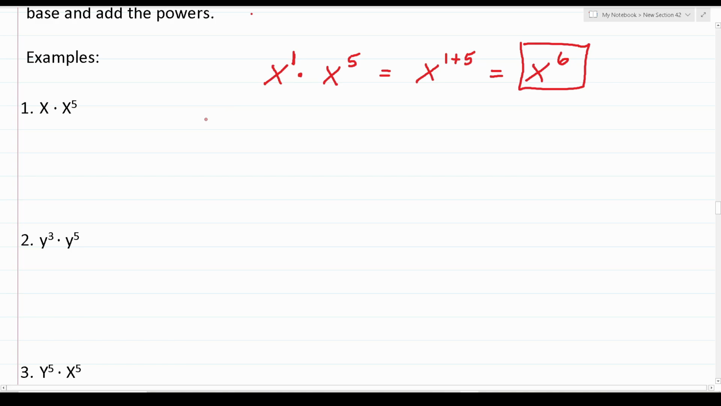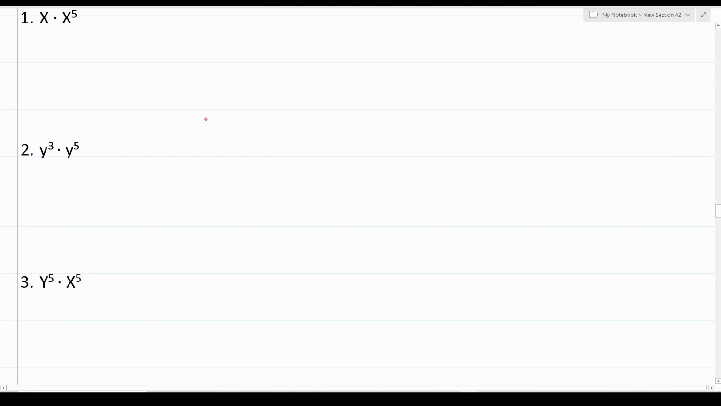All right, let's take a look at example 2 now. In this case, we have y to the third times y to the fifth. Again, in order to apply the product rule, we have to ensure that the bases are the same. In this case, we have base y raised to the third power and base y raised to the fifth power. Since the bases are the same, we know our answer is going to look like this.